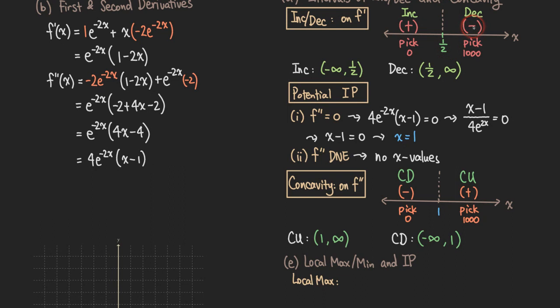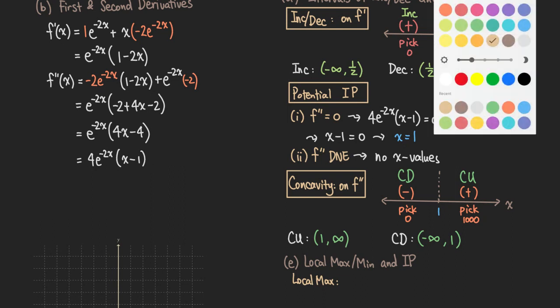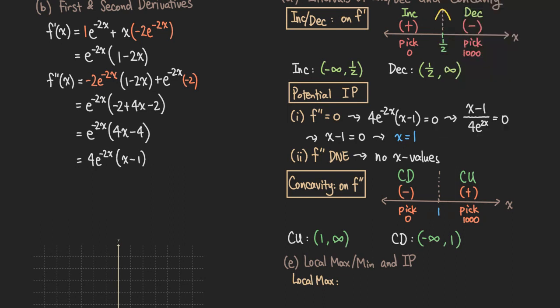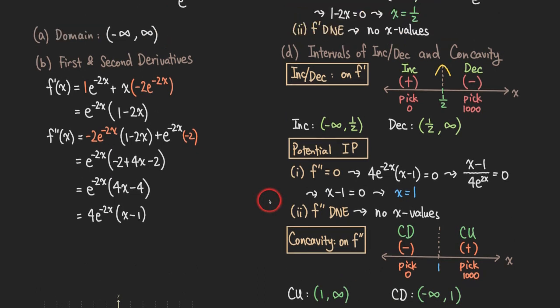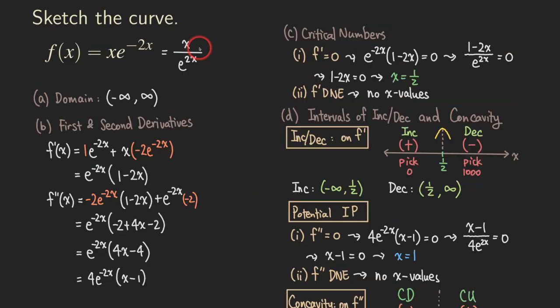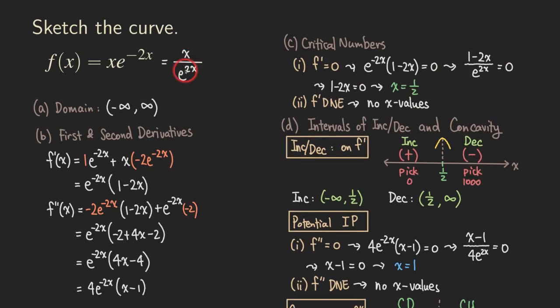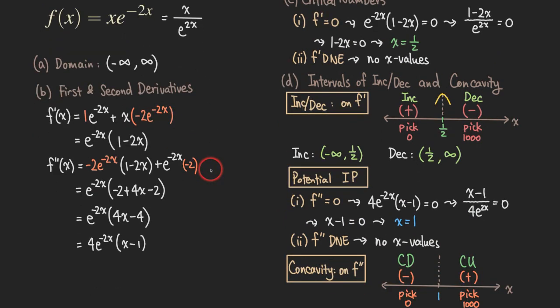Now if you look at the graph, the graph looks like this. You see what's going on here? That actually is a local maximum. So we do have a local maximum, which would be to plug in the 1/2 into the function. In this case, we have to use the original function to find the y value. So the original function is x over e to the 2x. So let's just do that.